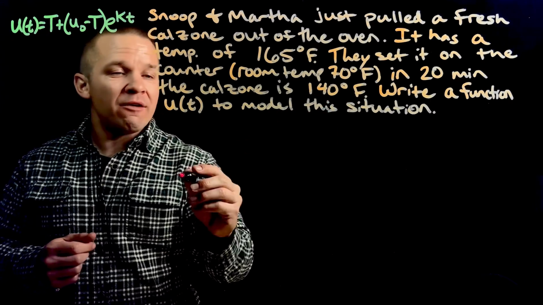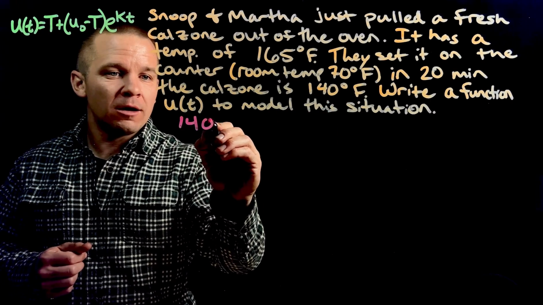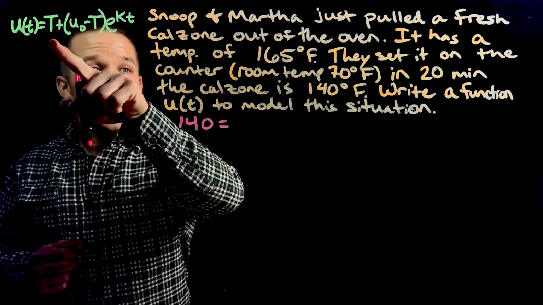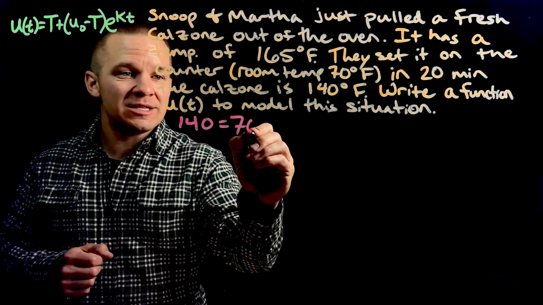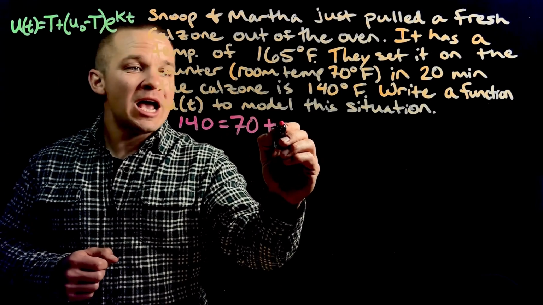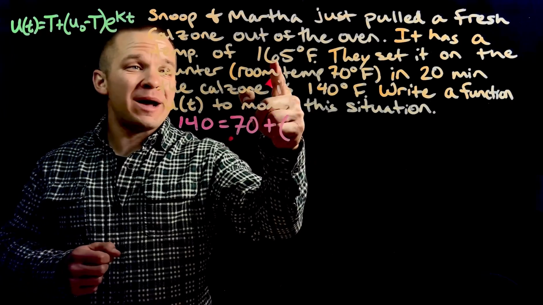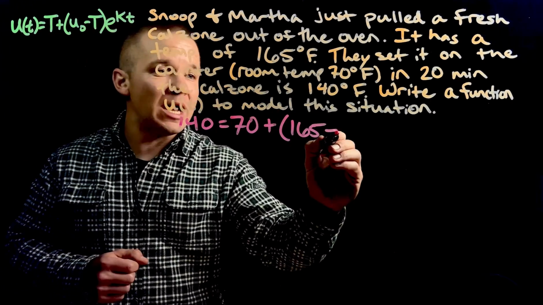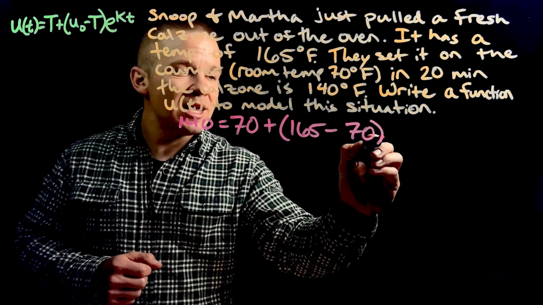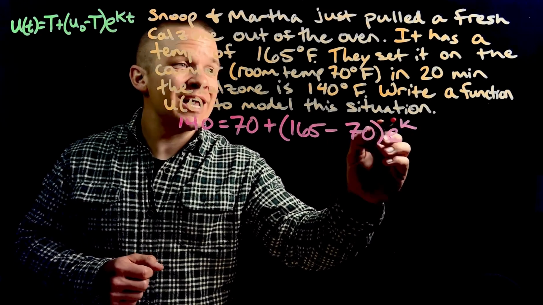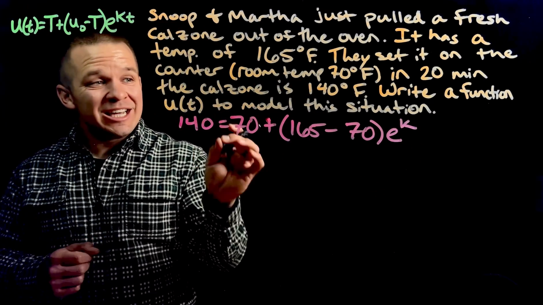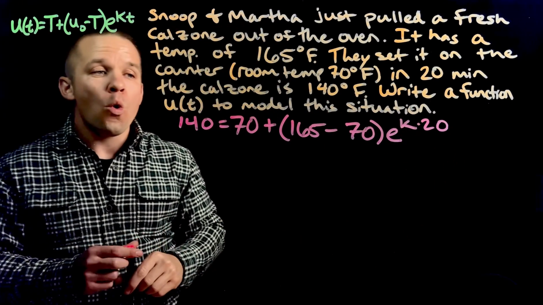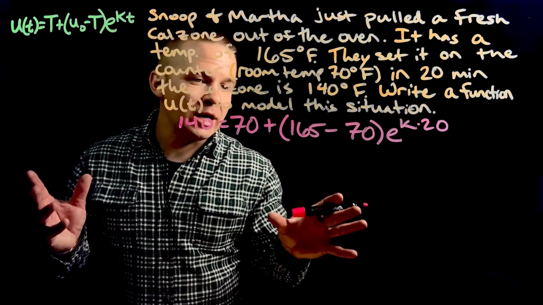All right, so I've got 140 for my u of t equals my ambient temp, my room temp, which is 70, plus u naught, which is my initial, so 165 minus my room temp, which is 70, times e raised to the k, and then t is going to be my time, which is 20 minutes, so times 20.